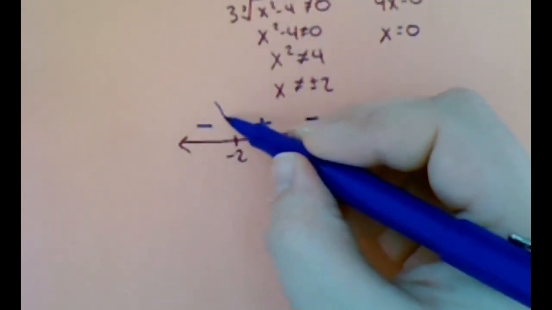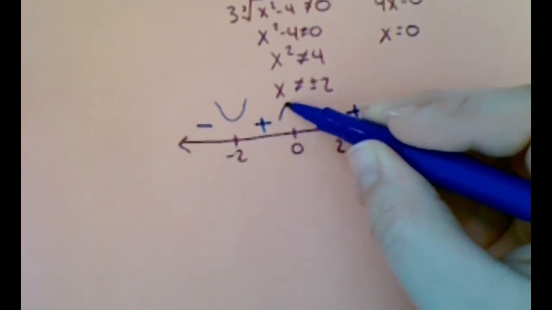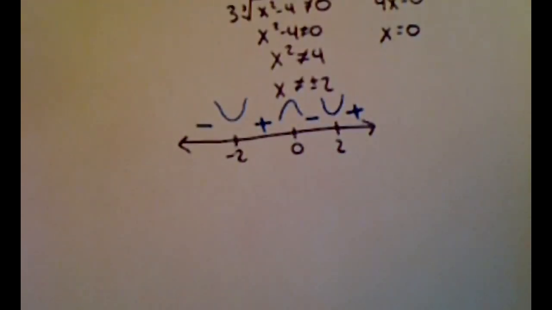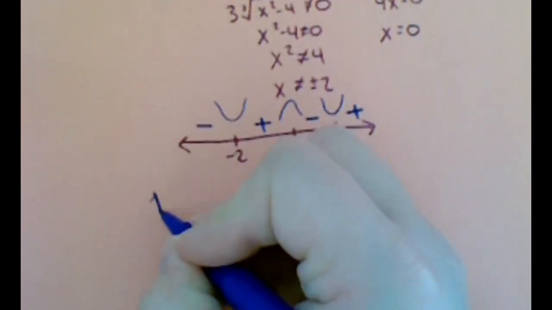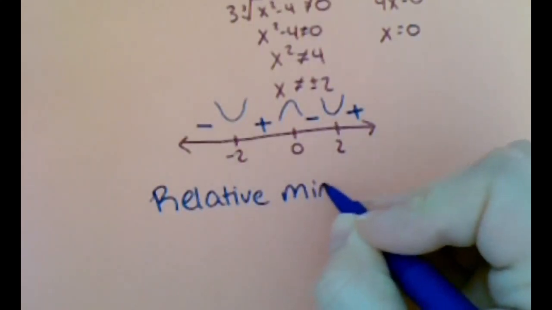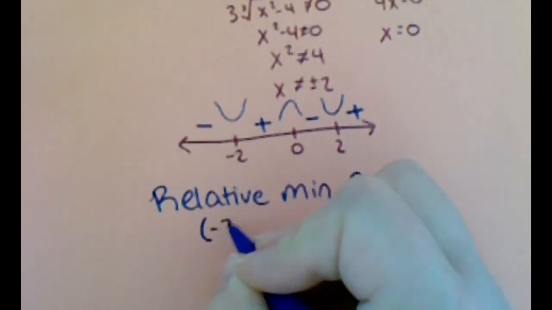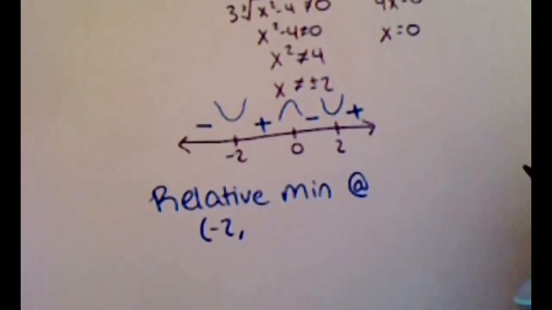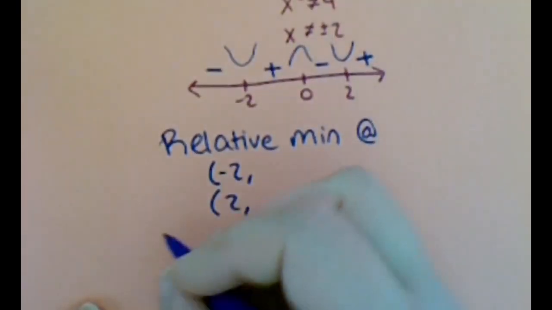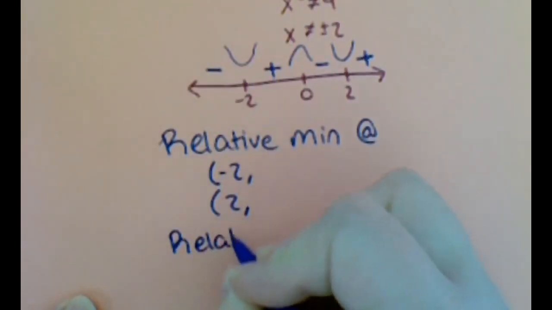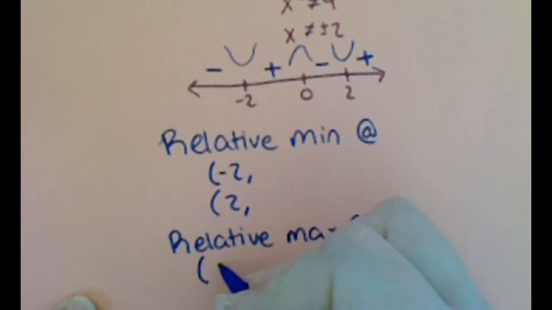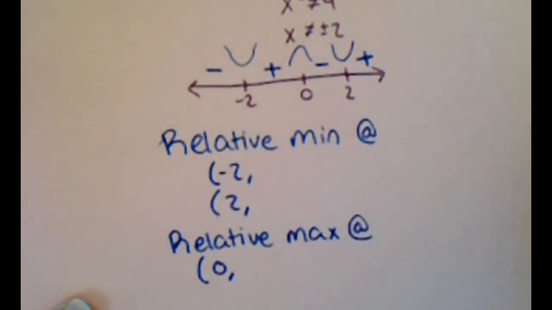So we have decreasing to increasing, increasing to decreasing, decreasing to increasing. So we have two relative minimums and a relative maximum. I have relative minimums at negative 2 comma something that we'll figure out in a second, and positive 2 comma something we'll figure out in a second. And I have a relative maximum at 0 comma something I'll figure out right now.